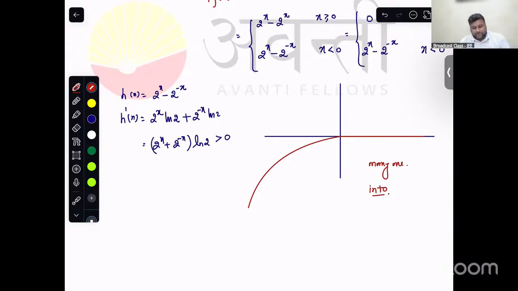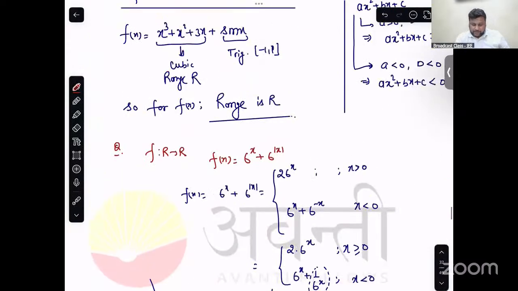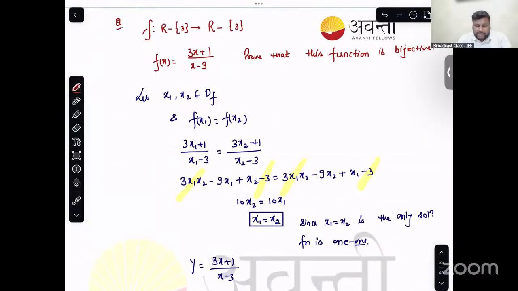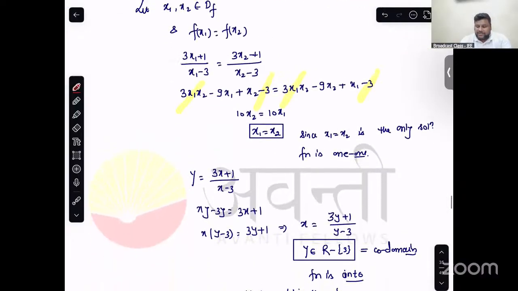So let's keep it up to this point today. I will look at the questions once again. We started with this question, a linear by linear type question, where I expected you to prove it as a bijective function. We did the same thing. x1, x2 belong to the domain of the function and f(x1) equals f(x2). Then we made an equation, we simplified that equation. Now x1 equals x2 is the only solution we received. This function is 1-1.